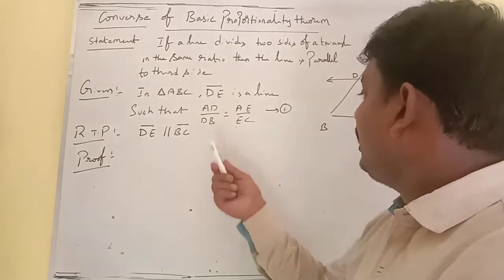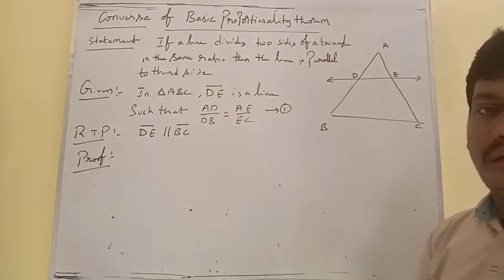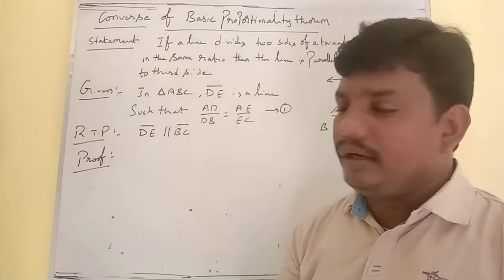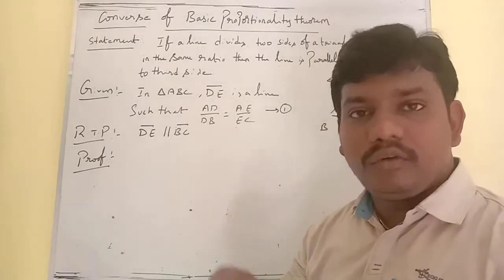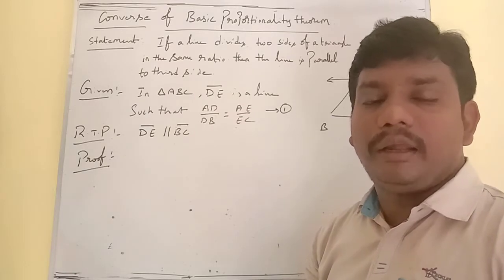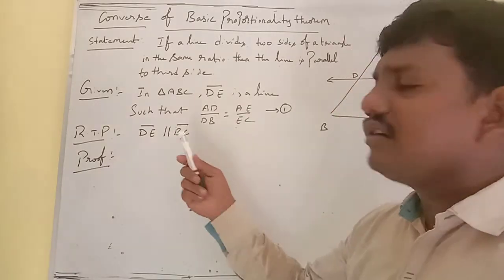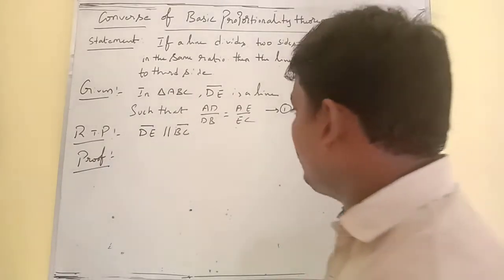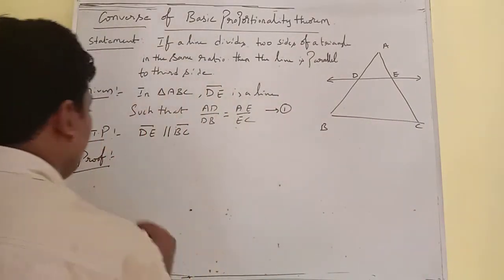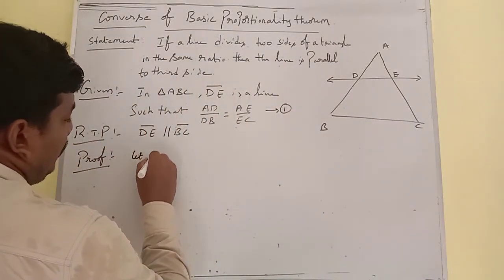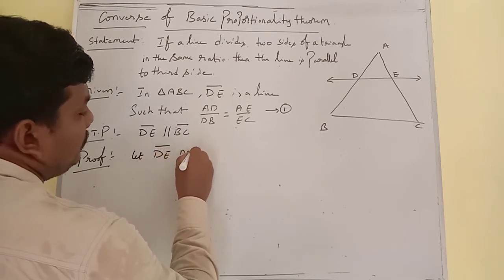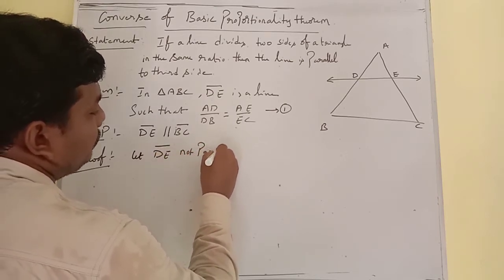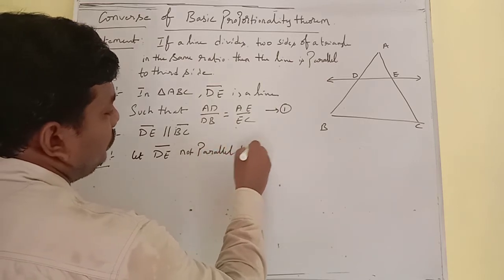So now here also we are using the indirect method. For that, what we have to prove is DE is parallel to BC. Now the negative of what is required is taken as true. That means DE is not parallel to BC. Let DE be not parallel to BC.